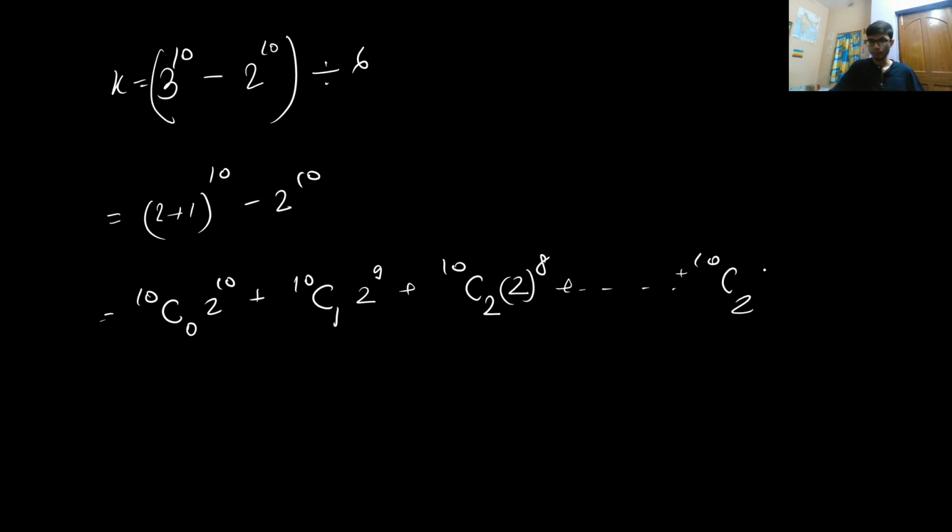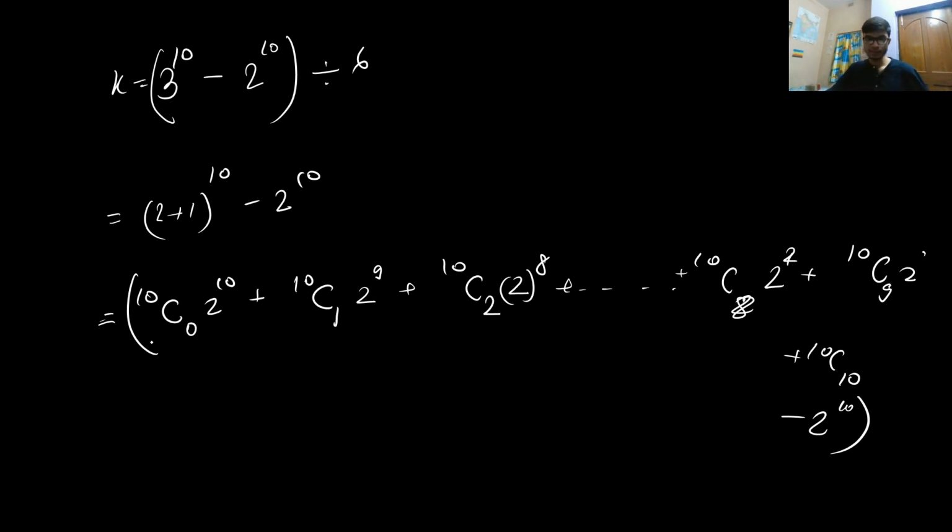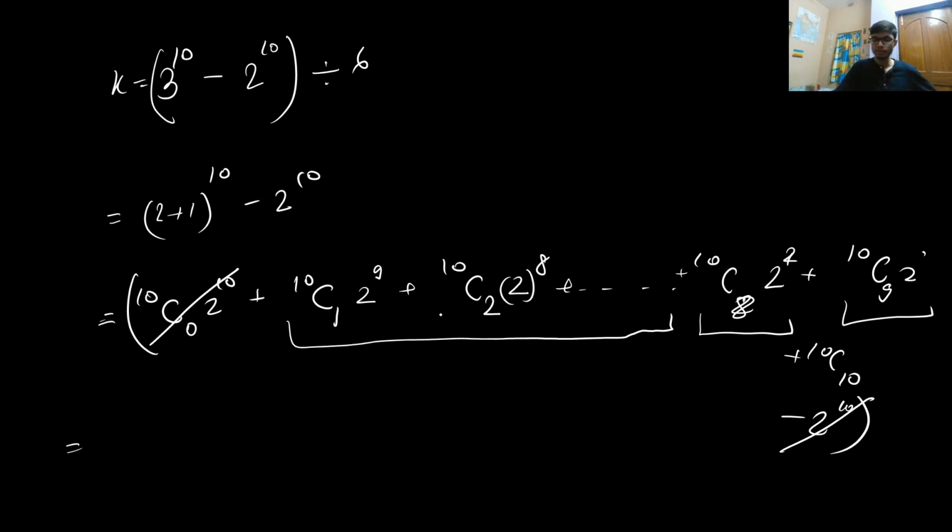This will become 10c0 2 to the power 10 plus 10c1 2 to the power 9 plus 10c2 2 to the power 8, and so on, up to 10c8 2 to the power 2 plus 10c9 2 plus 10c10, minus 2 to the power 10. If you look at these terms, the 10c10 term gets cancelled with the 10c10 term here. And if you look at the rest of the terms, except 10c8 and 10c9 2 into 2, the remaining terms have 6 in common. How?